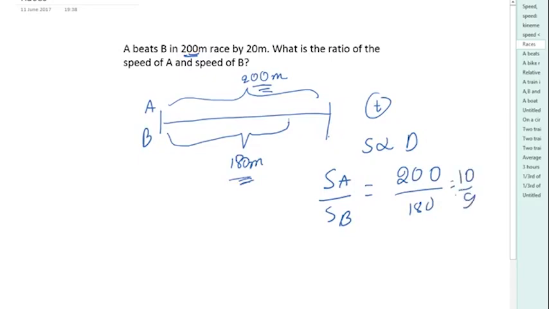If you actually know one person's speed, you can get the other one's speed also. Sometimes the question can be framed in a way that A beats B in a 200-meter race by 20 meters. So how much would A beat B in, say, an 800-meter race? So it's all directly proportional. If B is defeated by 20 meters in a 200-meter race, in an 800-meter race, he would be defeated by 80 meters. You just need to remember that in a race, mostly time will be kept constant.